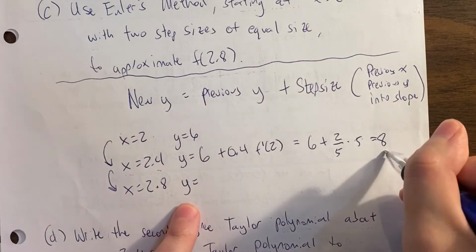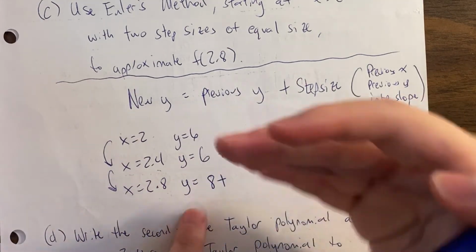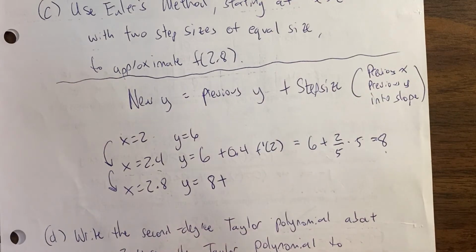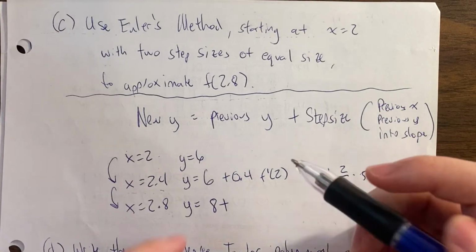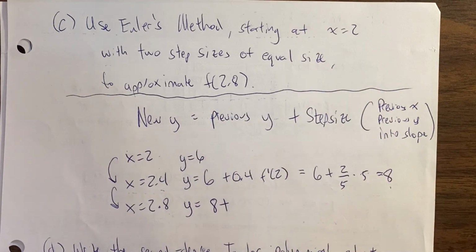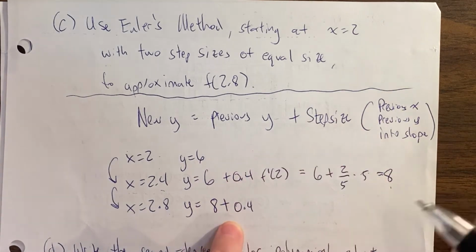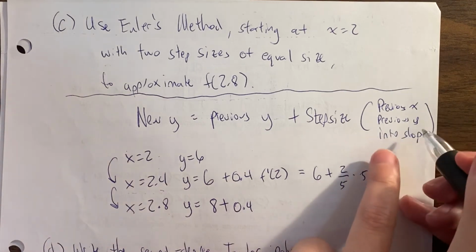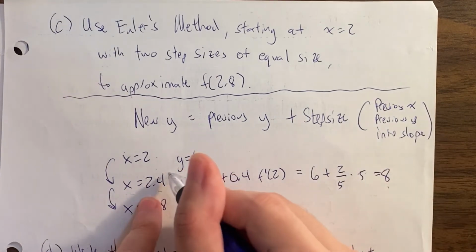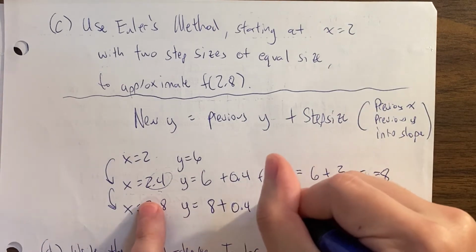So in that case, it's 8 plus the step size. It's still the same step size throughout the question. Be wary that sometimes the step size is negative, but in this case, we're going from 2 and approximating 2.8. If you were going, for example, starting at 1 and approximating 0, the step size would be negative there. But in this case, it's positive. So it's 0.4. And then we're going to plug in previous x, previous y, which are these two, 2.4 and 8, into our slope. But again, that's just going to be f prime of 2.4.